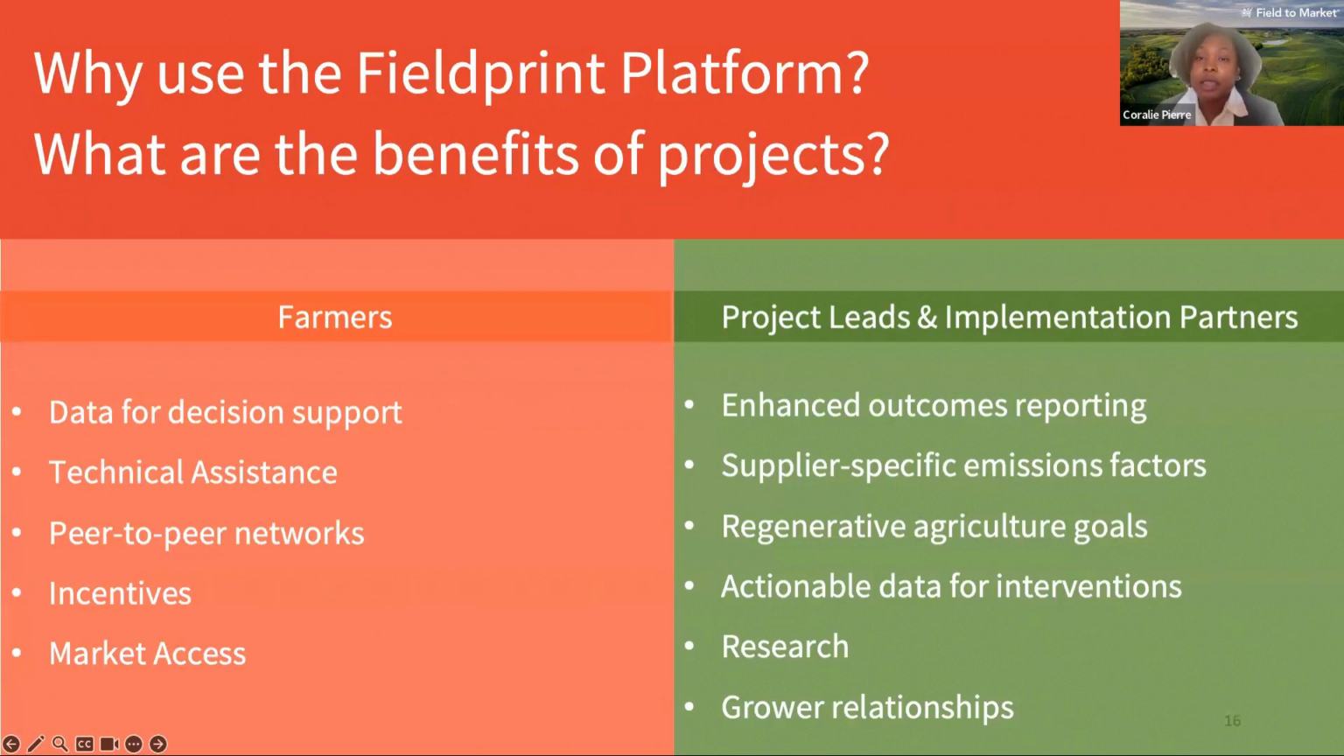On the other hand, for project leads and implementation partners, these benefits may include enhanced capability for reporting project outcomes effectively, access to supplier-specific emission factors, support in achieving regenerative agriculture goals, access to actionable data to guide intervention strategy, opportunities for research collaboration, strengthened relationships with growers and the local community, and much more. Those are just the main ones.